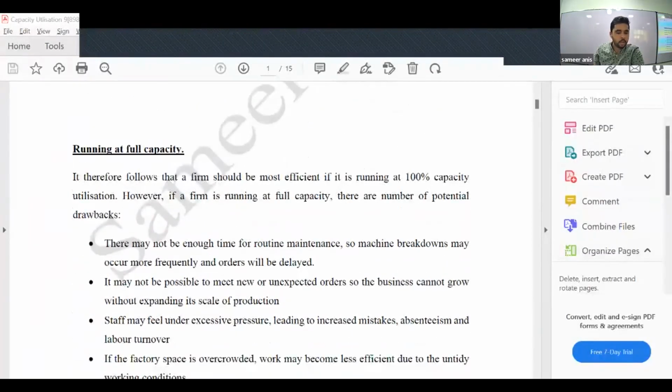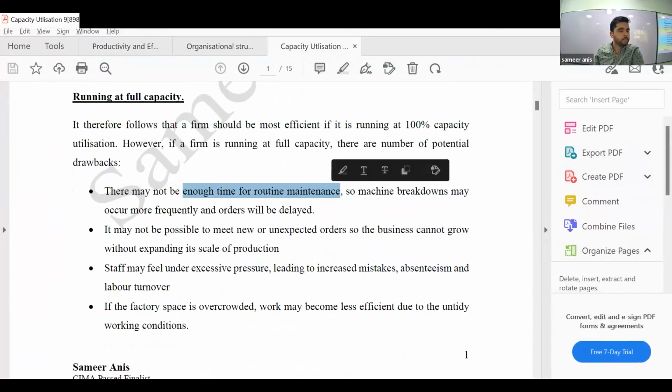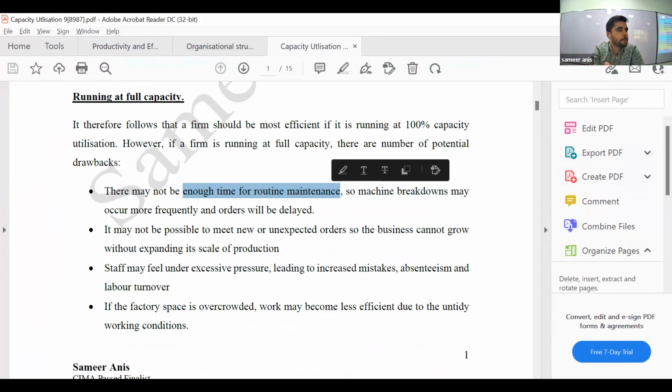So what's the problem of running at full capacity, 100%? No time to do routine maintenance. The machine is running 24/7. If Elephant House produces at 1 million, that means the machine is running 24/7 with no time to do maintenance. If you don't do maintenance, what will happen? The machine will break. You all know that, yeah?